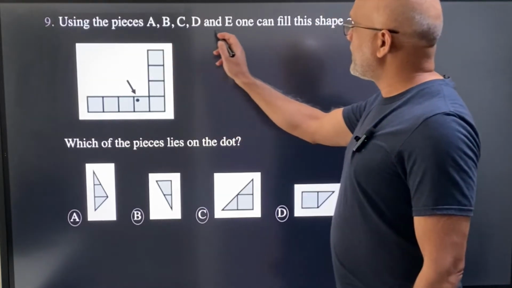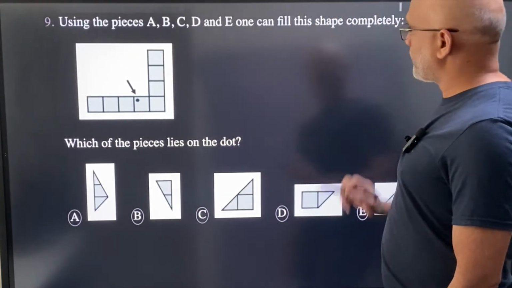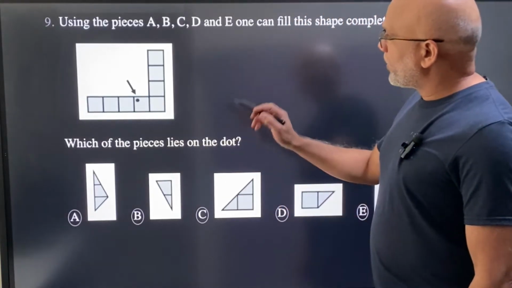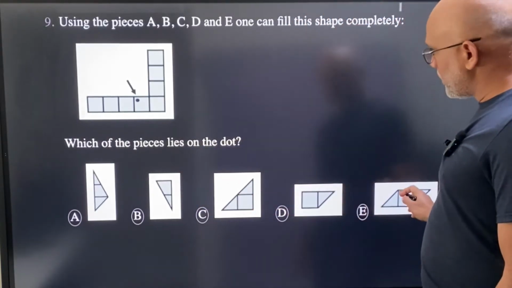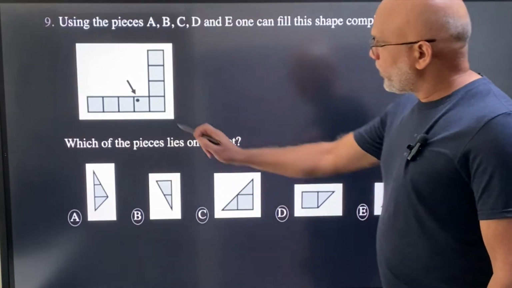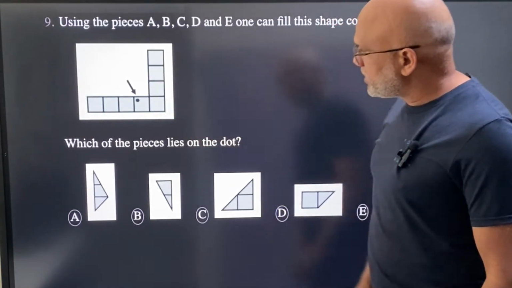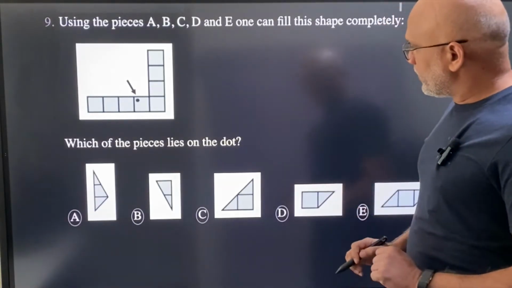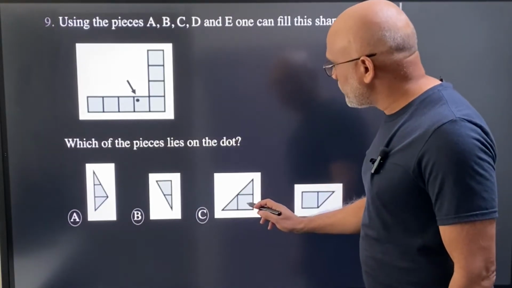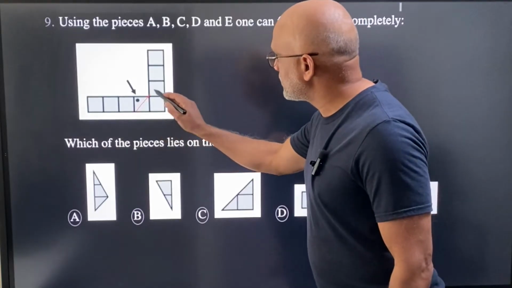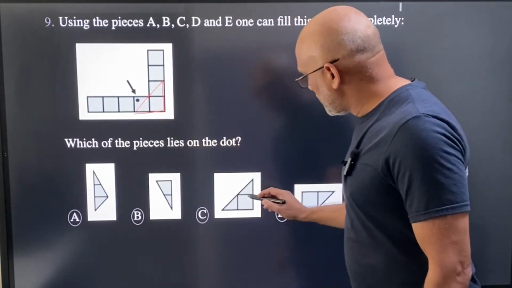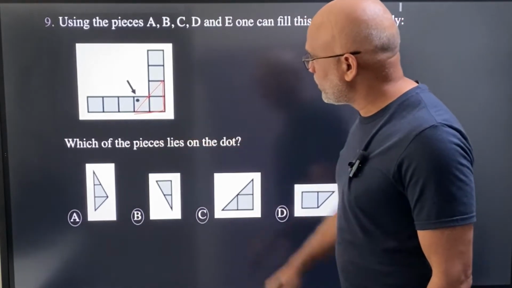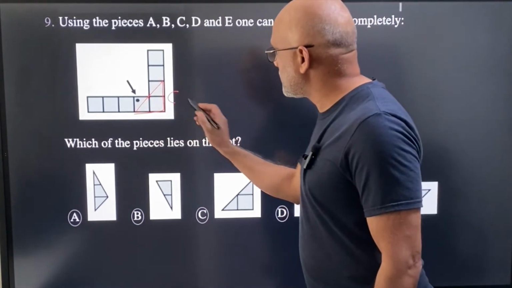Using the pieces A, B, C, D, E, one can fill the shape completely. Which of the pieces lie on the dot? Alright, so these are the pieces using which we can fill this shape. We want to find out which one lies on this dot. So we have to use our imagination a little bit here. First we can see that this has to be the corner piece because there is one square stacked vertically, another one horizontally, and C is the only one that does that. So this has to be C.